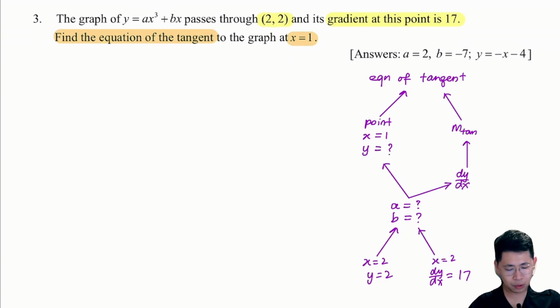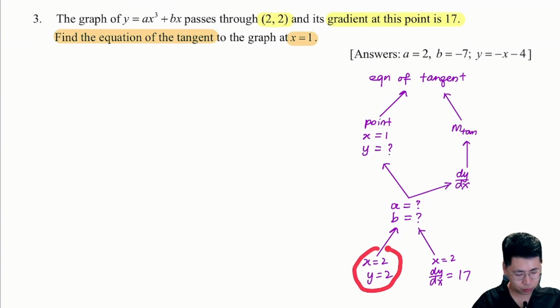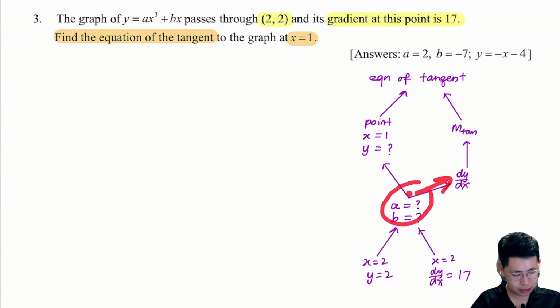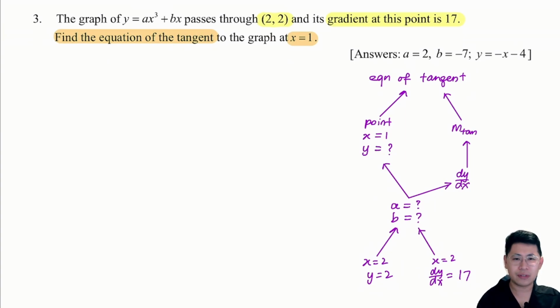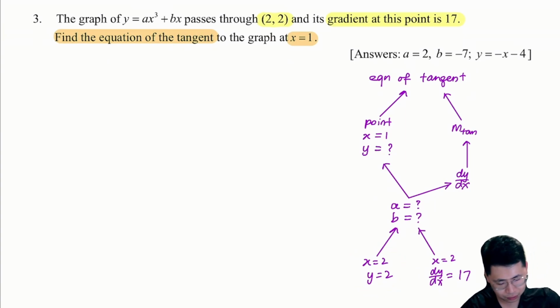So if we want to look at the sequence of what we are going to do, first of all, we will need to get these two things ready in order for us to solve a and b. After that, using the a and b, putting this into the dy dx and putting it to find the y, then we can form the equation of tangent using the equation of a straight line. So first we're going to start with this part over here.